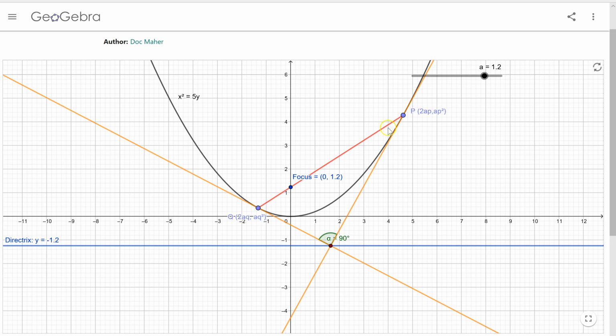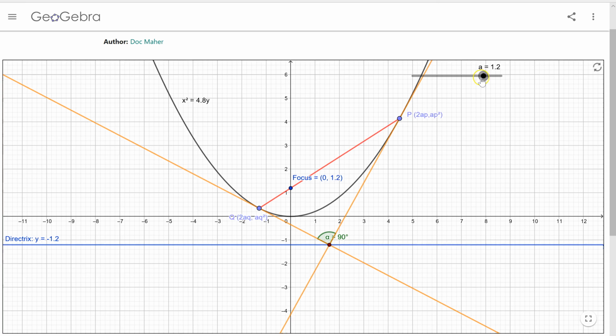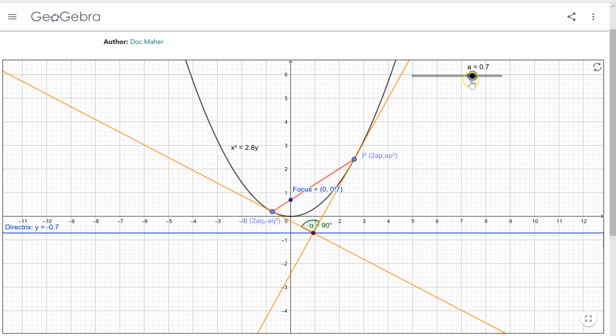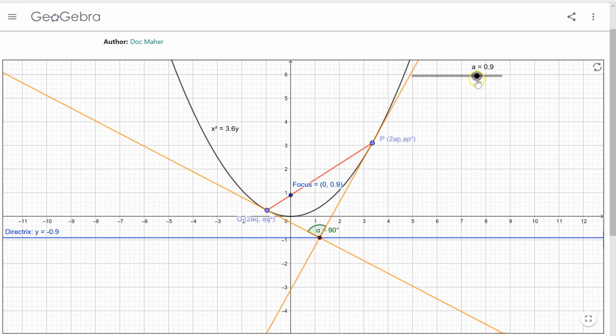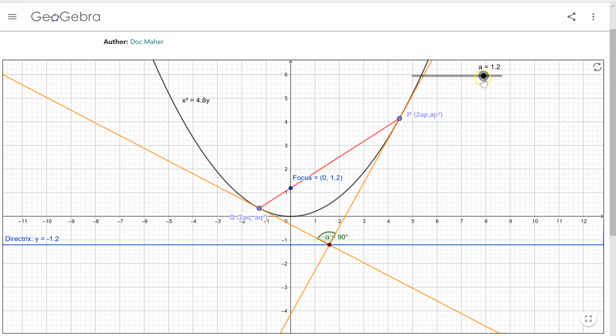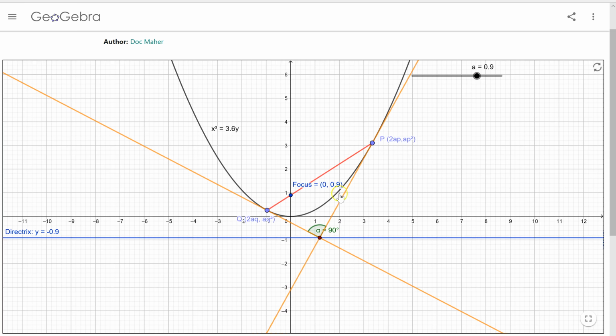Here we can see we have our 2 points, they're passing through the focus. As you see, if I change the value of A, it changes the focus and the width of the parabola, if you like. And if I move these points around, so if I move P down, then what I notice is that once I'm not passing through the focus, those two tangents don't intersect on the directrix, and the angle is no longer 90 degrees.